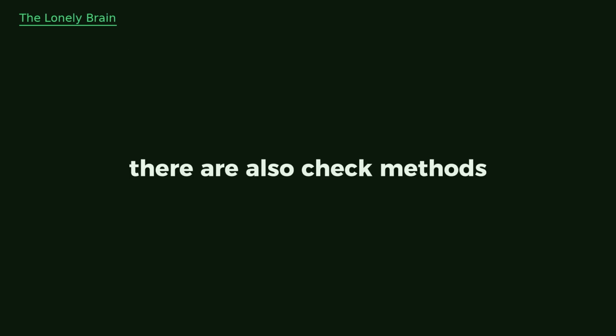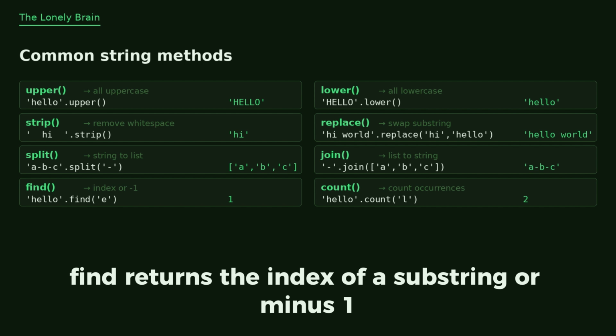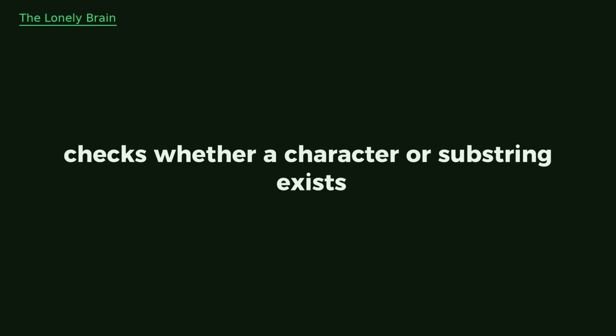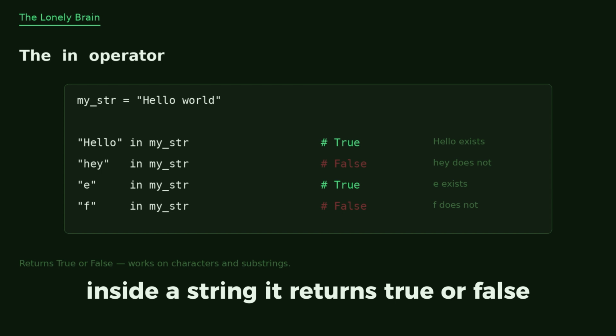There are also check methods. Starts with and ends with return true or false. Find returns the index of a substring or -1 if not found. Count tells you how many times something appears. The in operator checks whether a character or substring exists inside a string. It returns true or false.